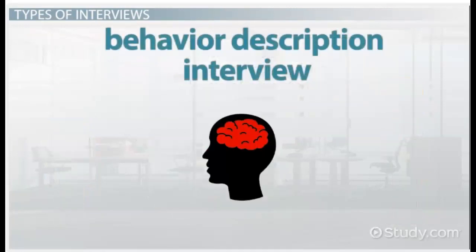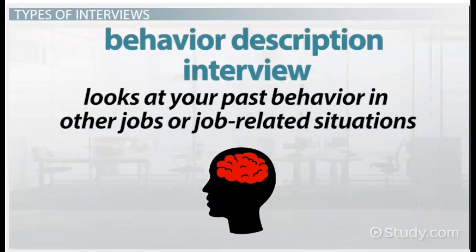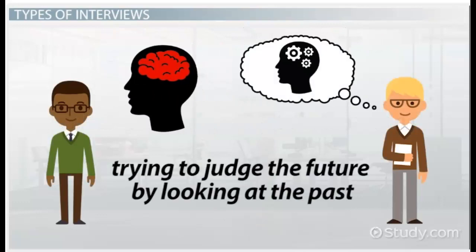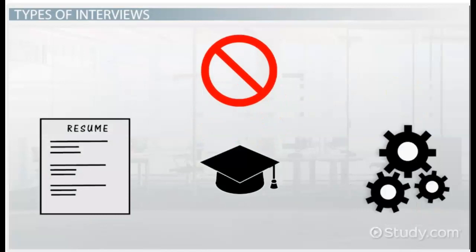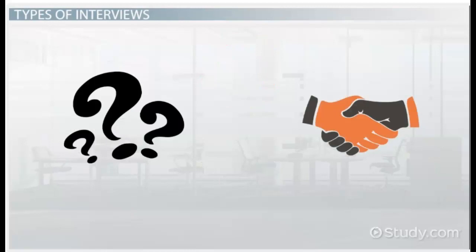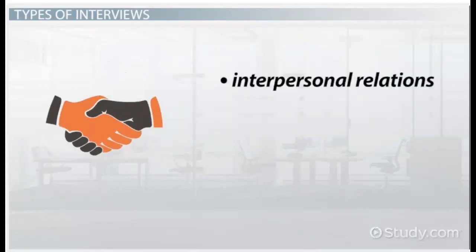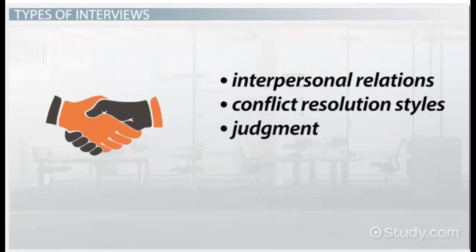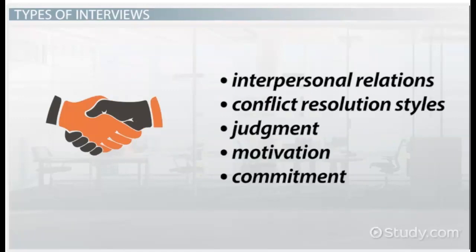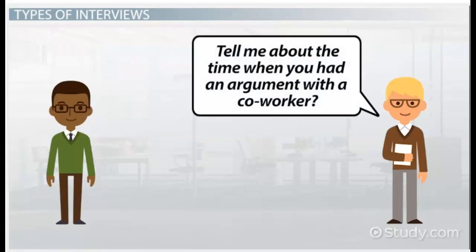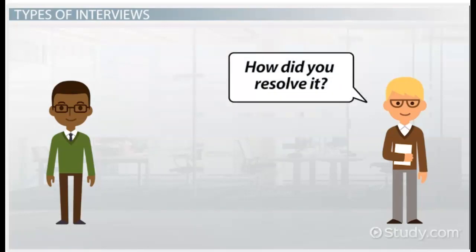A behavior description interview looks at your past behavior in other jobs or job-related situations. Here, your interviewer is trying to judge the future by looking at the past. These types of interviews usually don't contain questions about knowledge, skills, and abilities. Instead, the questions are more general and are used to learn about a broad range of general skills, such as interpersonal relations, conflict resolution styles, judgment, motivation, and commitment. For example, an interviewer might ask you to tell him about a time when you had an argument with a coworker and how you were able to resolve the dispute.